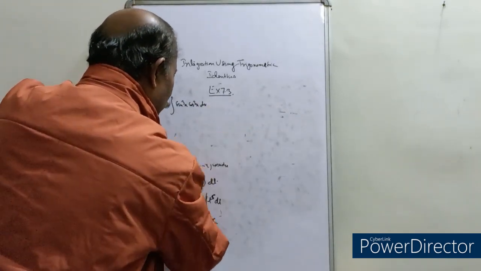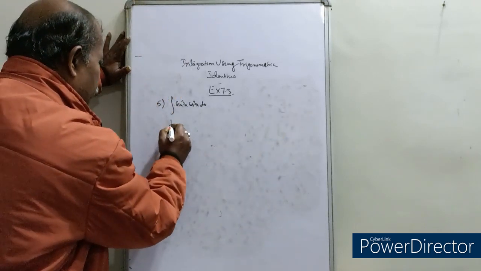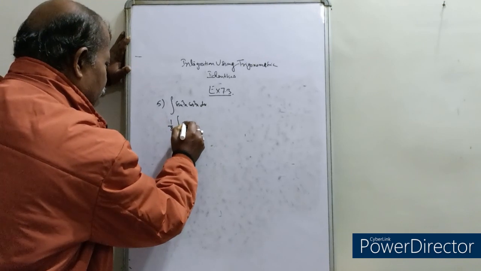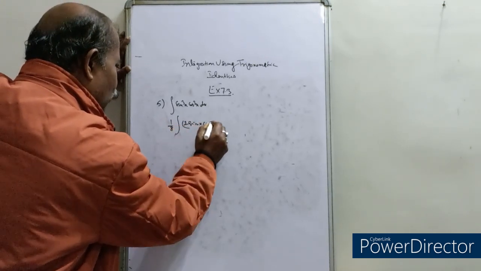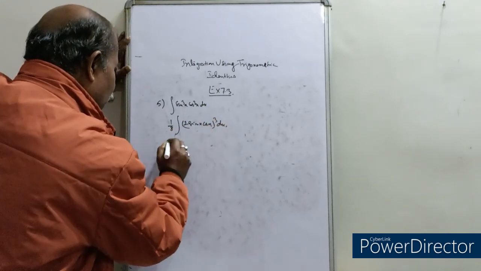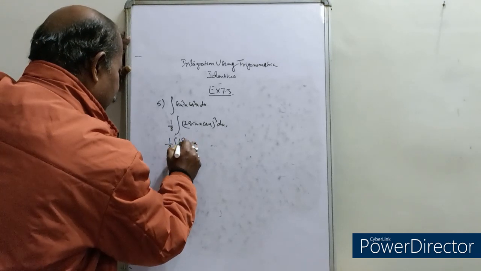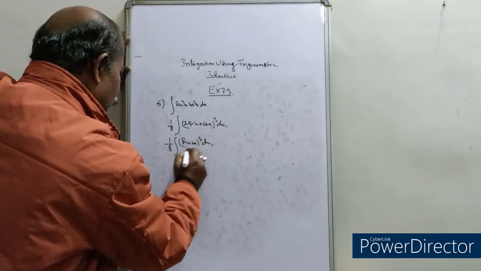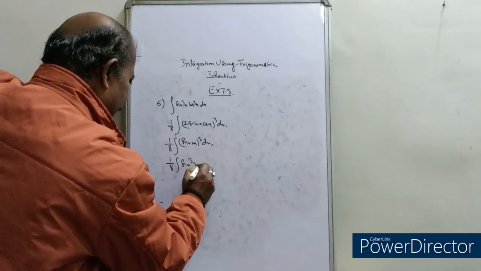Instead of this, you can go through this way also. That is 1 by 8, 2 sin x cos x the whole cube dx. So 1 by 8, this becomes sin 2x the whole cube dx. So this becomes 1 by 8 sin cube 2x dx.